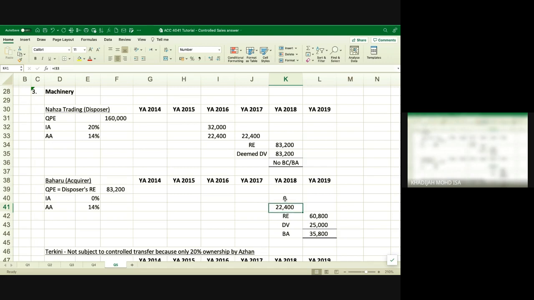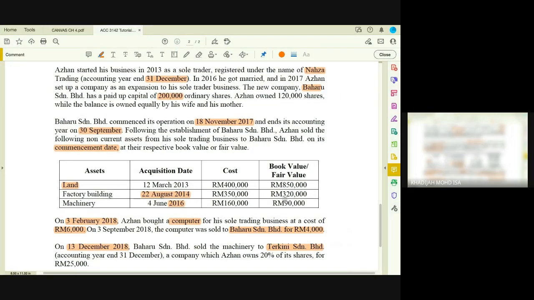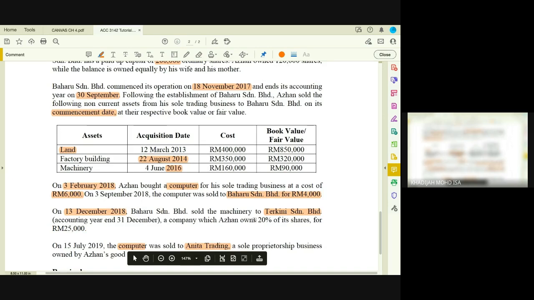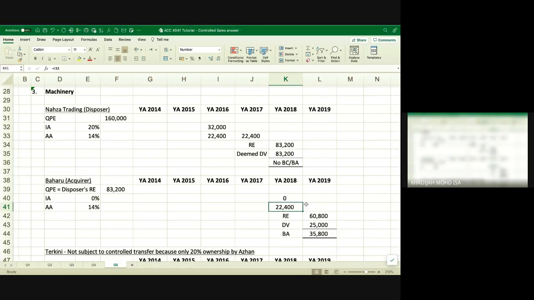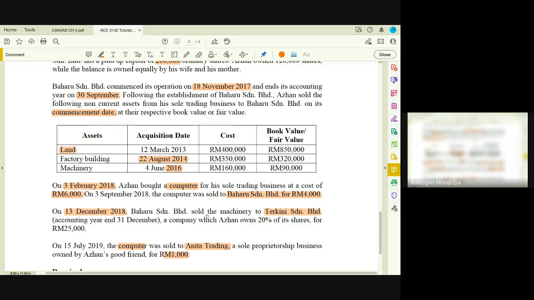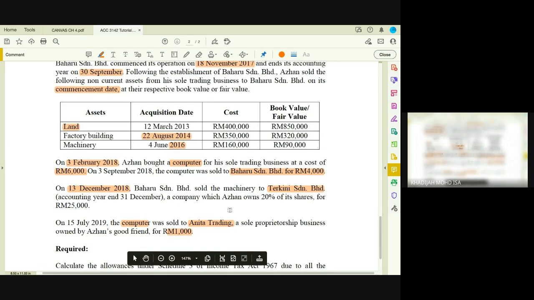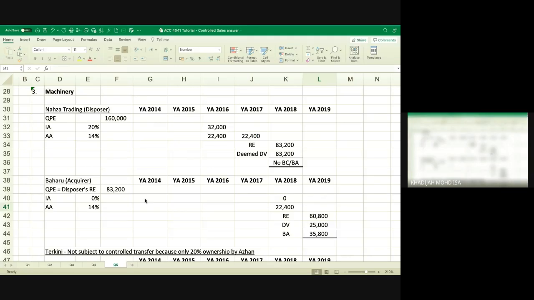But where's the machine? The machine was sold to Terkini Sdn Bhd, a company which owns 20%. So December 2018, YA 2018, you sold to another company. Hold on. Baharu sold the machine. Terkini's year end is 31st of December. So this is YA 2018.